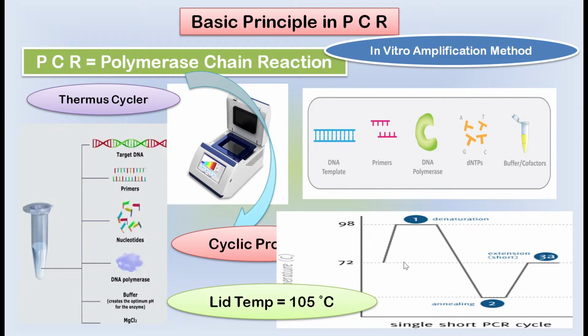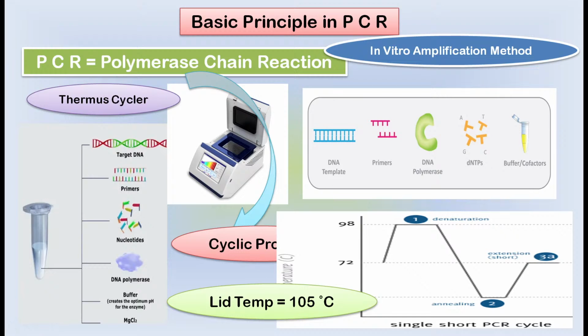These are rapidly changing temperatures within 3 minutes. First 98, then 50 to 65, then 72. Again 98, 50 to 65, 72. Like this, rapid temperature changes take place within each 3-minute cycle, 3 changes in all. The lid temperature should be 105 degrees centigrade, because the PCR cycle temperatures should be less than the lid temperature. If the lid temperature were less than the PCR running temperature, the reaction could escape to the outside.